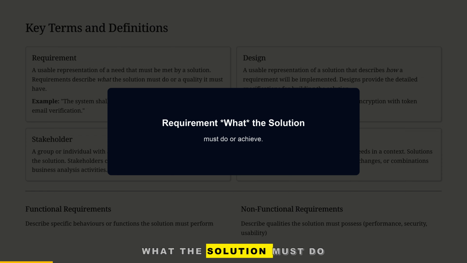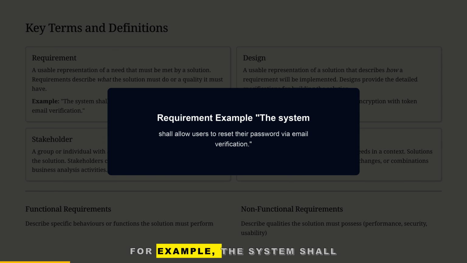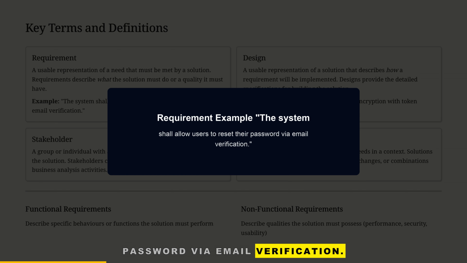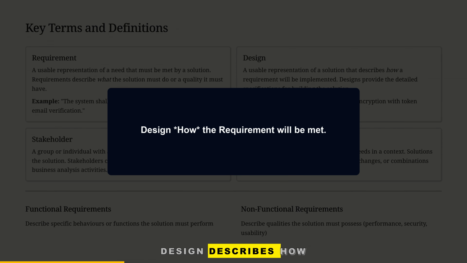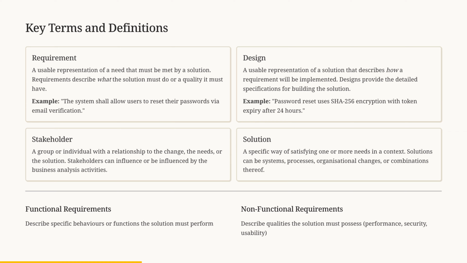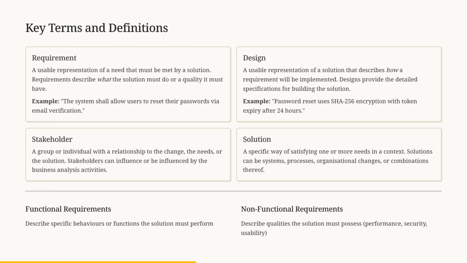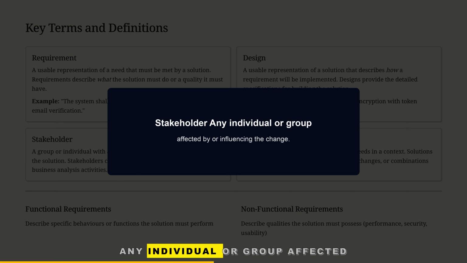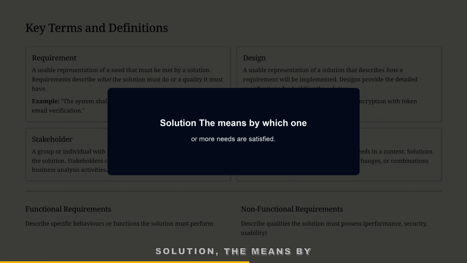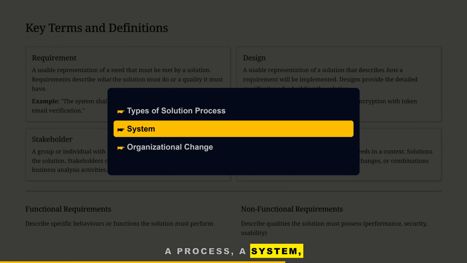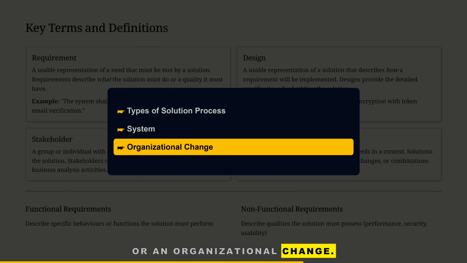Requirement. What the solution must do or achieve. For example, the system shall allow users to reset their password via email verification. Design. Describes how the requirement will be met. For instance, password reset uses SHA-256 encryption with 24-hour token expiry. Stakeholder. Any individual or group affected by or influencing the change. Solution. The means by which one or more needs are satisfied, a process, a system, or an organizational change.